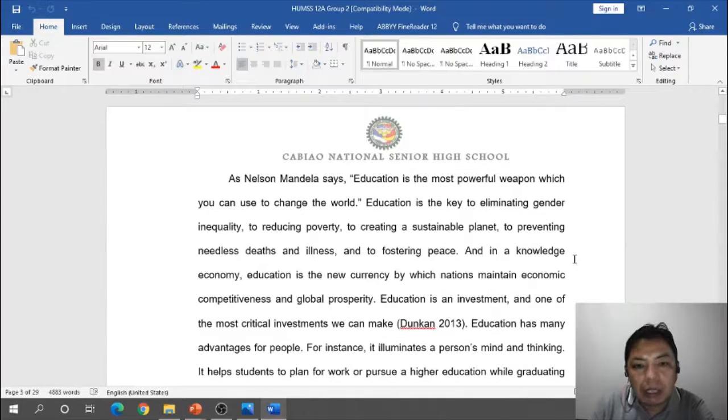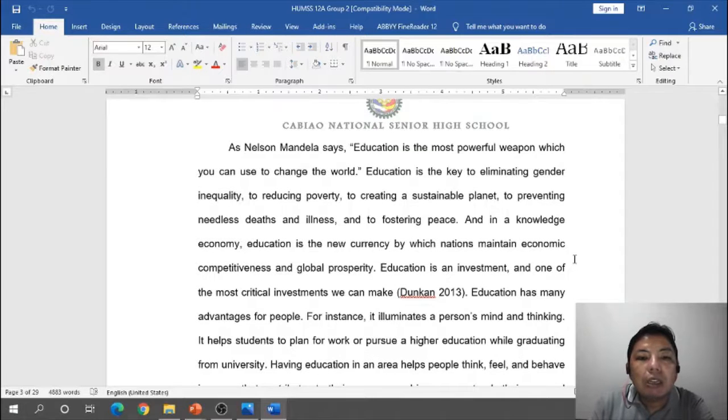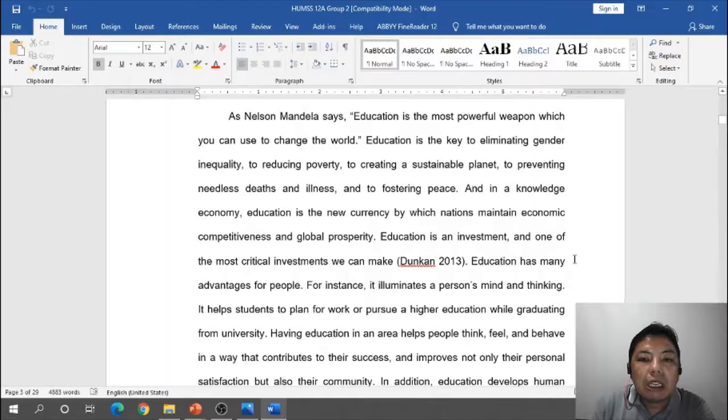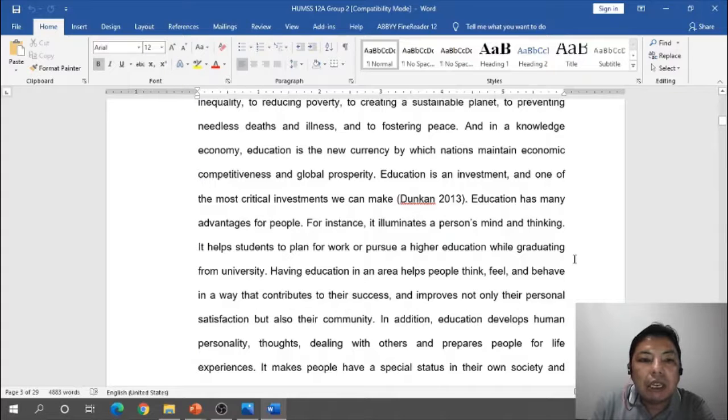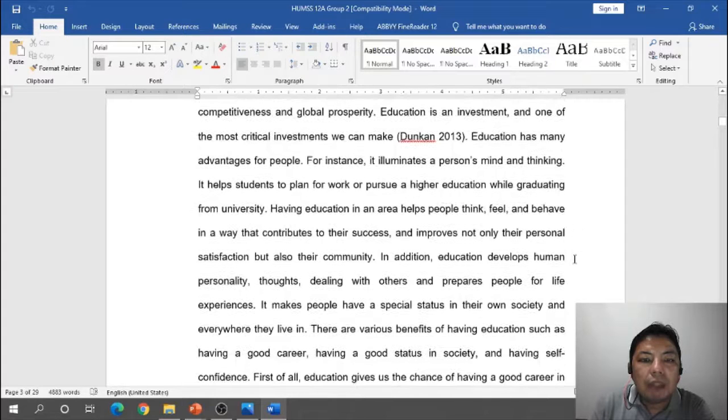As Nelson Mandela says, education is the most powerful weapon which you can use to change the world. Education is the key to eliminating gender inequality, to reducing poverty, to creating a sustainable planet, to prevent needless deaths and illness, and into fostering peace. And in a knowledge economy, education is the new currency by which nations maintain economic competitiveness and global prosperity. Education is an investment and one of the most critical investments we can make, Duncan 2013.